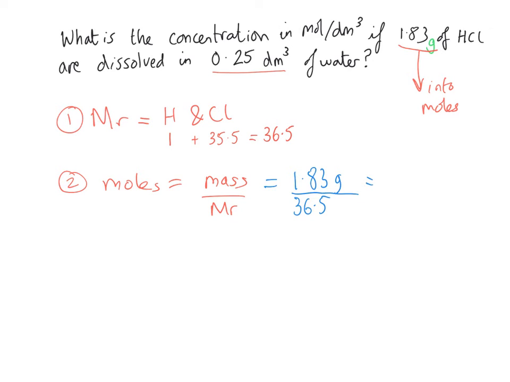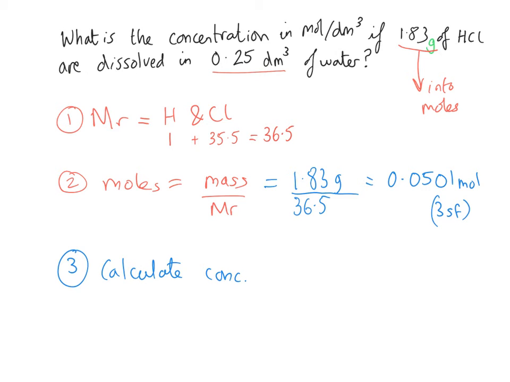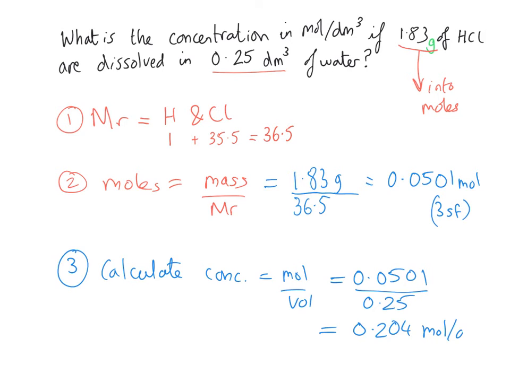So now we know the mass, because the mass was given to us in the question, 1.83 grams, and we know what the relative formula mass is because we've just calculated it, 36.5. And so now we can calculate moles by dividing mass by Mr, and we get 0.0501 moles to 3 significant figures. And so now we can move on to step 3, which is the final step, which is to calculate the concentration. And the concentration is moles divided by volume, just like before. And so the moles, we've now got our moles value, 0.0501. The volume we were given in the question, 0.25. And so we get our final answer for our concentration as 0.204 moles per cubic decimeter.